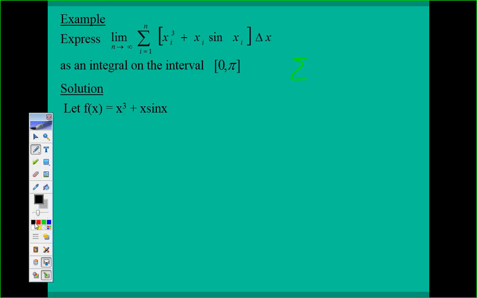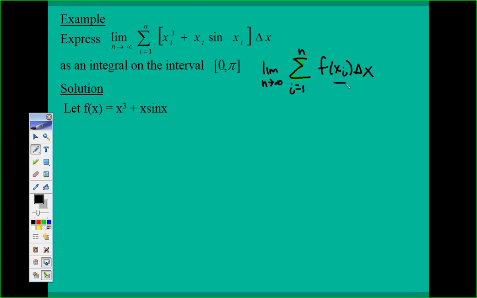We would have the sum from i equals 1 to n. We would take the limit as n goes to infinity of our f of x sub i times our delta x. So we are just plugging x sub i into our function.